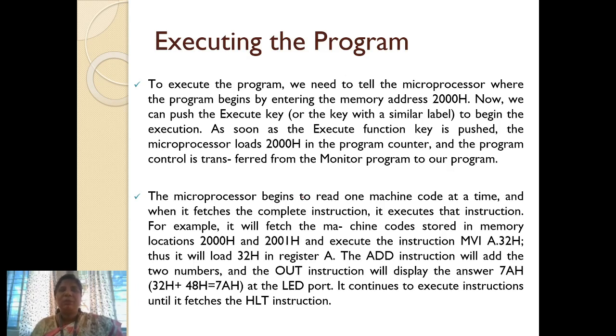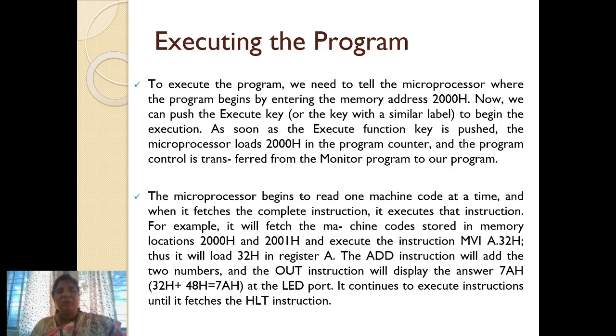For executing the program, we will tell the microprocessor where the program begins by entering the memory address 2000H, as we assumed in our program. So we will enter the 2000H memory location, and then we will push the execute key. This execute key will actually begin the execution. As soon as the execute function key is pushed, the microprocessor will load the 2000H memory address in the program counter, and program control transfers from the monitor program to our program.